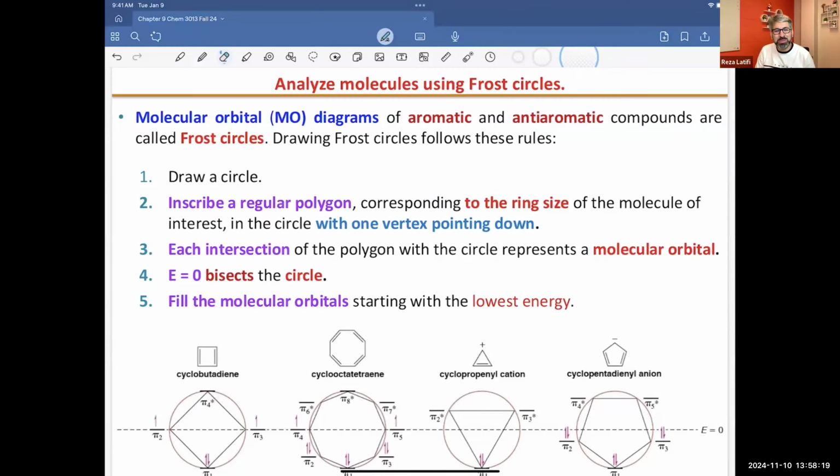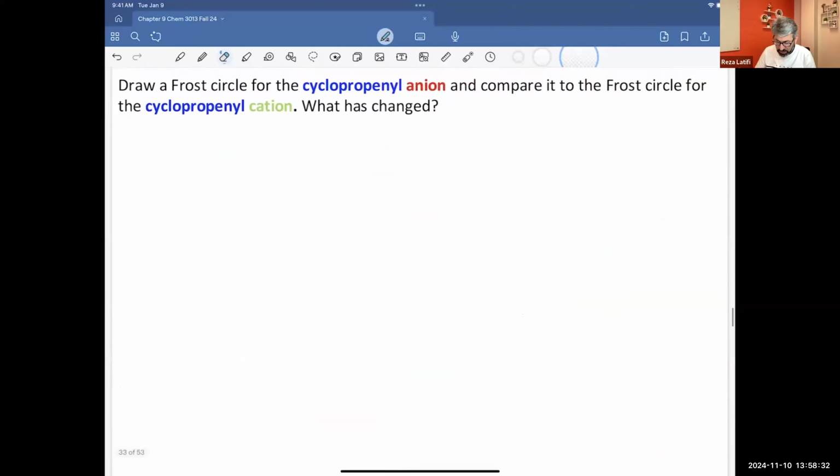Welcome back, my favorite people, and thank you very much for watching this lecture video. I'm going to try to show you how to use the Frost circle to predict whether a molecule is aromatic or anti-aromatic. And we're going to start with this.